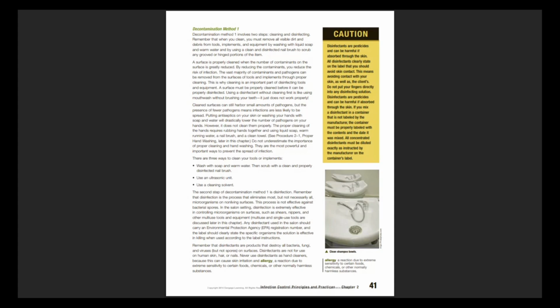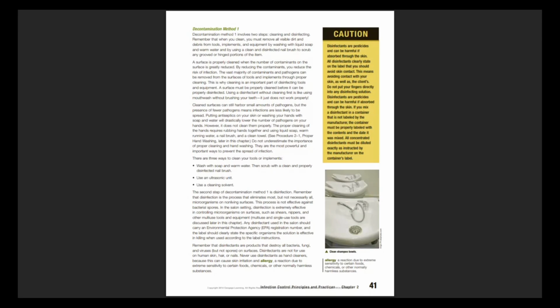Clean surfaces can still harbor small amounts of pathogens, but the presence of fewer pathogens means infections are less likely to be spread. Putting antiseptics on your skin or washing your hands with soap and water will drastically lower the number of pathogens on your hands. However, it does not clean them properly. The proper cleaning of the hands requires rubbing hands together and using liquid soap, warm running water, a nail brush, and a clean towel. Do not underestimate the importance of proper cleaning and hand washing. They are the most powerful and important ways to prevent the spread of infection.